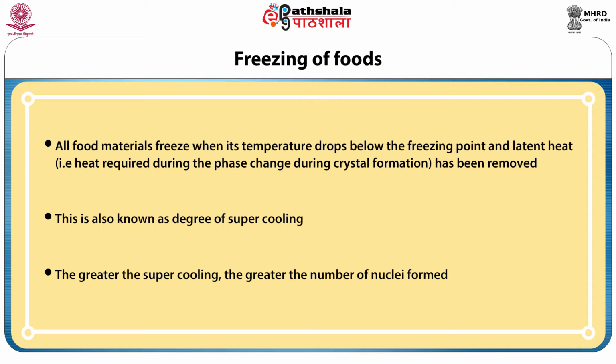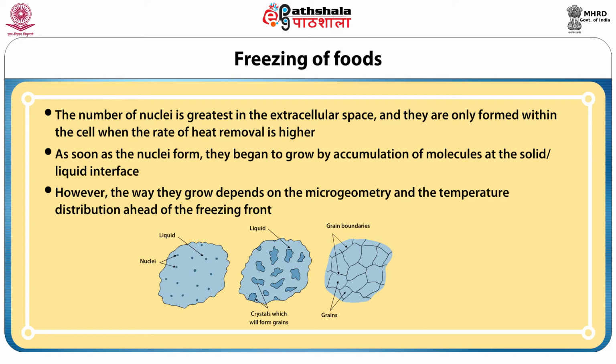The greater the supercooling, the greater the number of nuclei formed. The number of nuclei is greatest in the extracellular space, and they are only formed within the cell when the rate of heat removal is higher. As soon as the nuclei form, they begin to grow by accumulation of molecules at the solid or liquid interface. However, the way they grow depends on the microgeometry and the temperature distribution ahead of the freezing front.